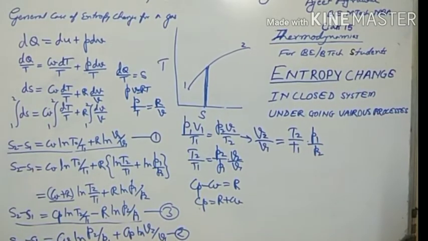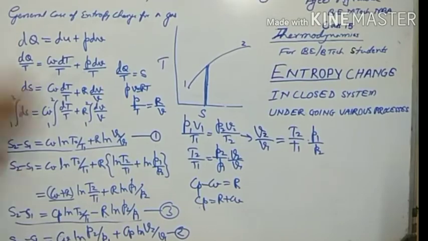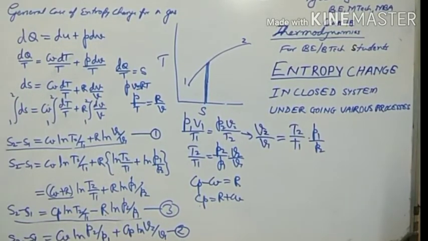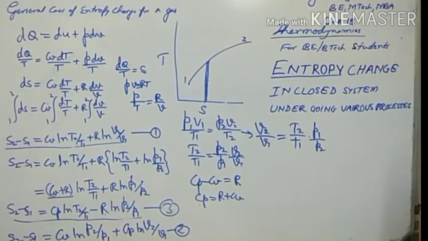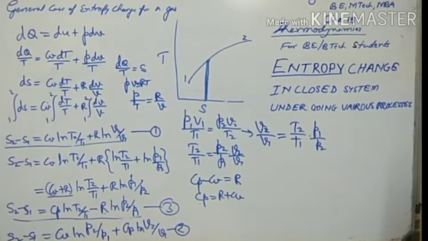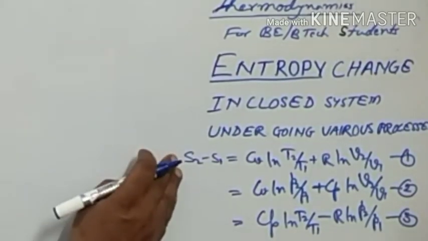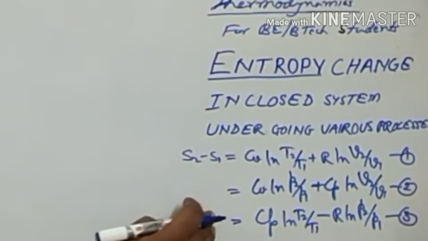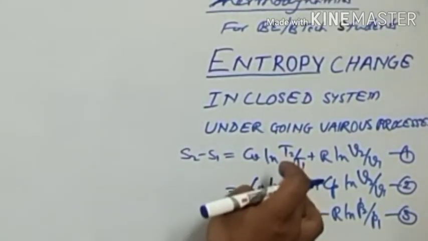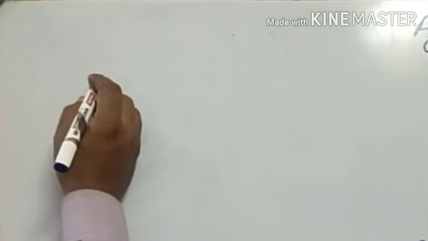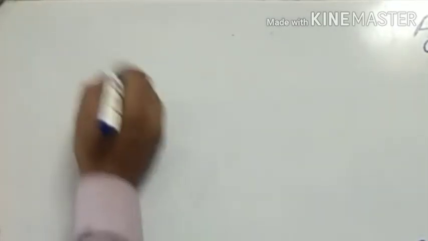These three equations we can directly use for a particular case, or we can have a fresh derivation for the entropy change. So we will go for the fresh derivation for the other processes. Here I have written down the three equations which we found for the general process in terms of temperature-volume, pressure-volume, and temperature-pressure. Now we will study the change in entropy during a constant volume heating process.